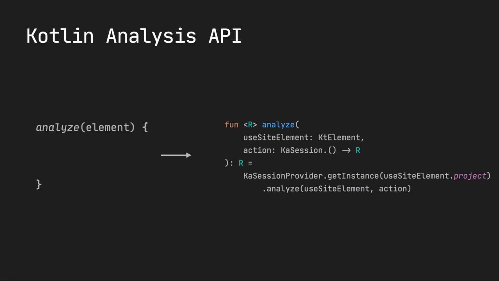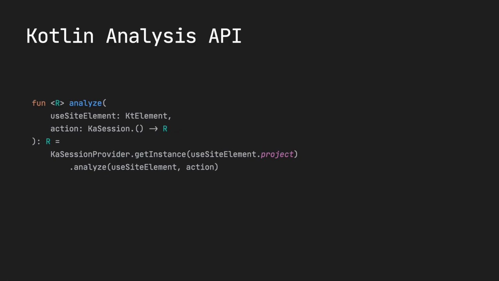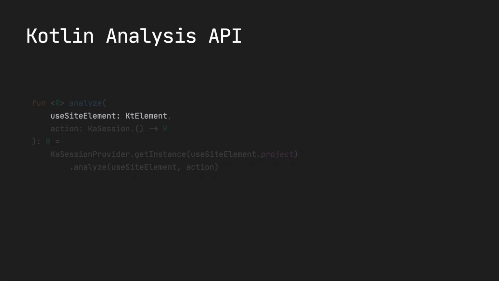This is the source for it, and it's creating something called a KA session. So let's break down each of the different pieces of this analyze method. The first parameter of this analyze method is a KT element. I could provide it with one KT element, but I could also give it a module, a KT module. The module could contain a bunch of KT declarations and expressions, and I could do analysis by providing this module.